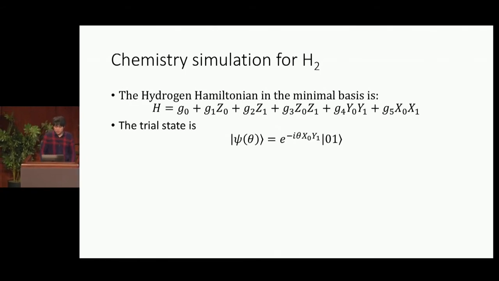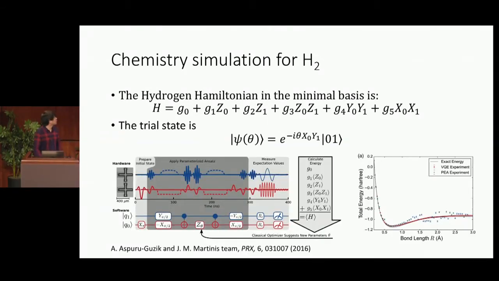The hydrogen molecule in the minimum basis is a two-qubit Hamiltonian. In fact, the coefficients here depend on the distance between the two atoms. And the trial state of this Hamiltonian is this one. So I just copy these results from the recent PRX paper by the Aspuru-Guzik and Martinez team.